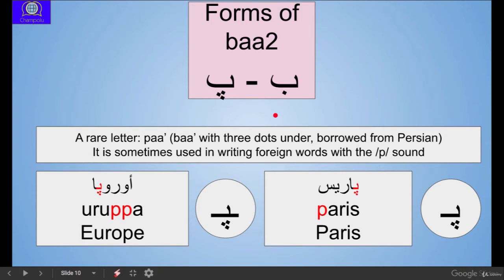And this is used in words that come from foreign origins, such as Paris, where some people would put 3 dots under it to indicate that it has the p sound, or Europa, which also follows the same thing. Some people would put 3 dots to indicate that we are using the p sound.